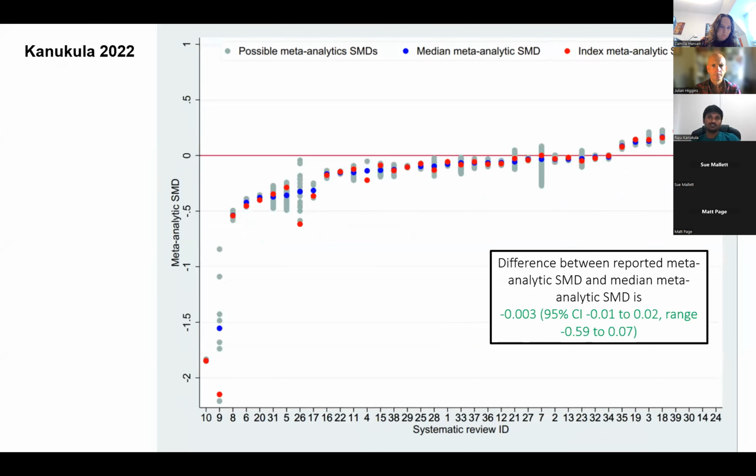And we have also observed similar patterns of results in my study as well, even though we considered a different clinical area, different outcome types, and different study designs for this meta-research study.